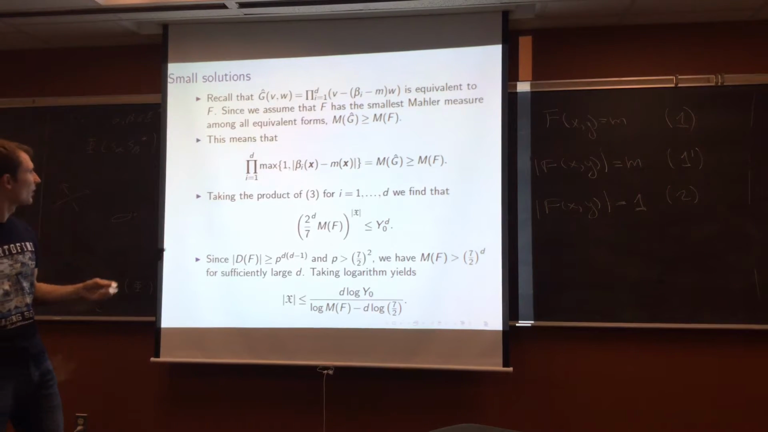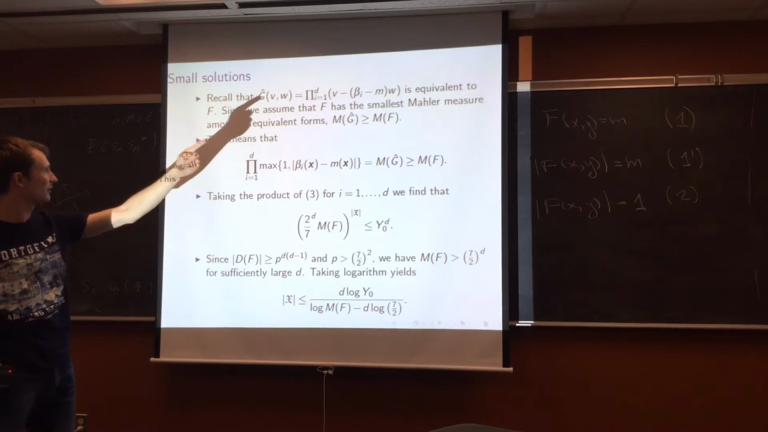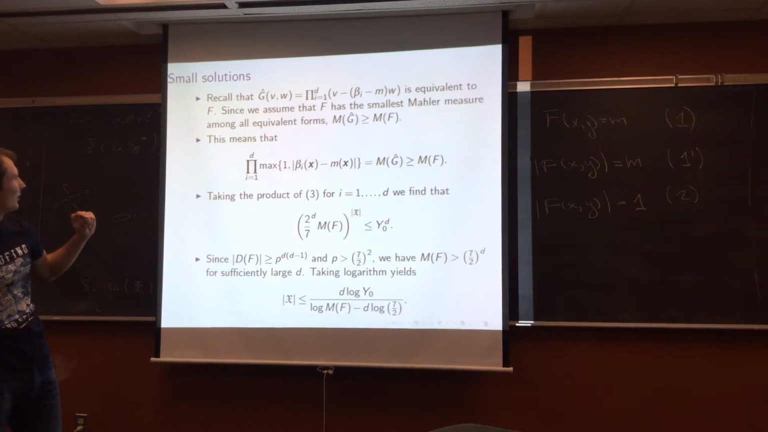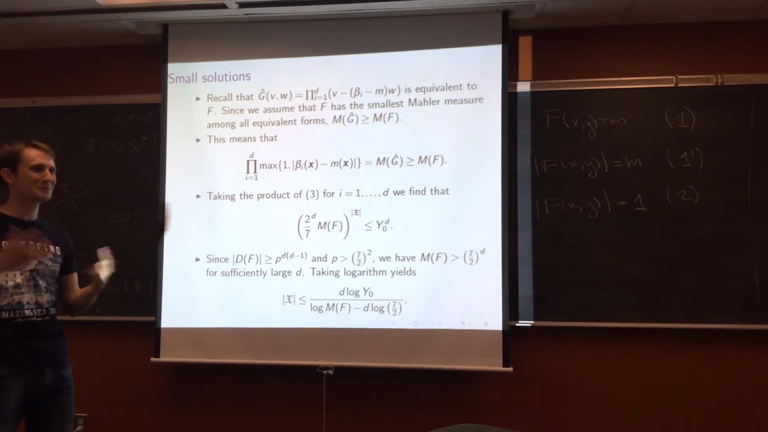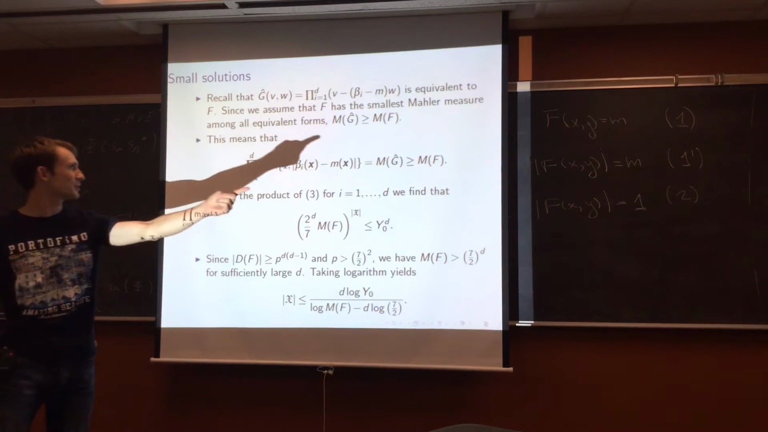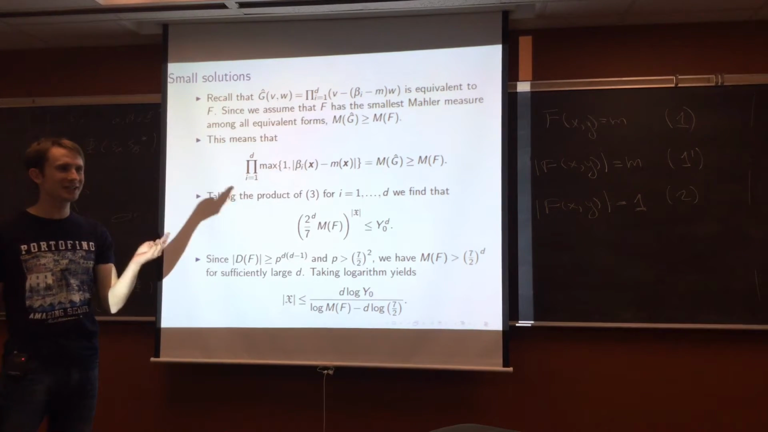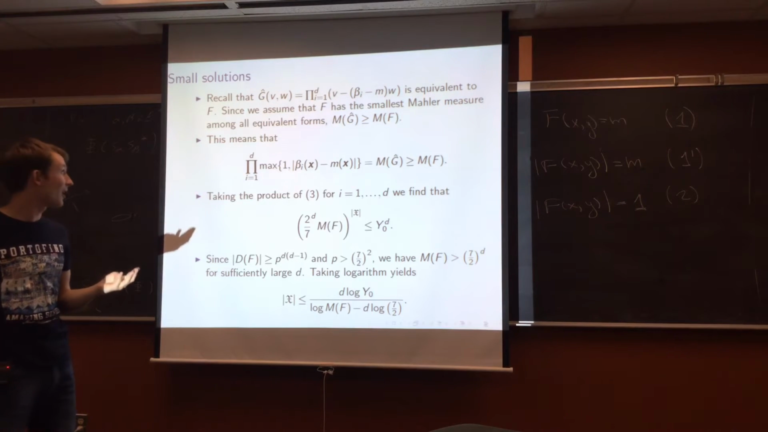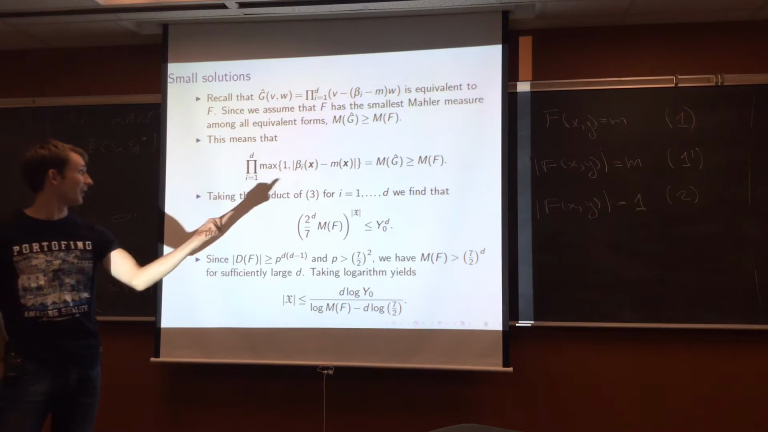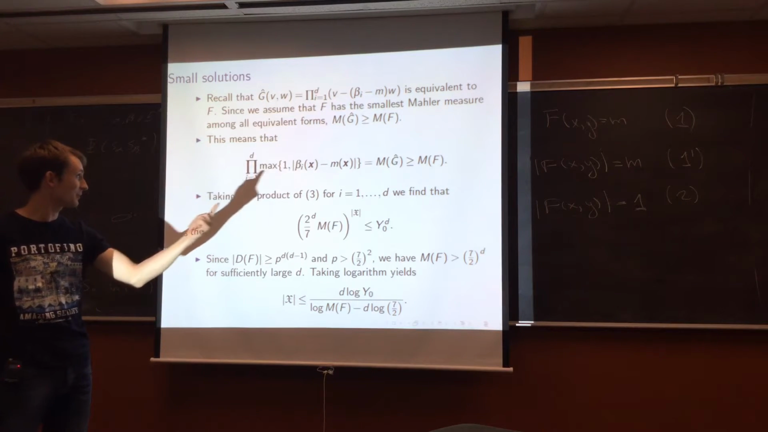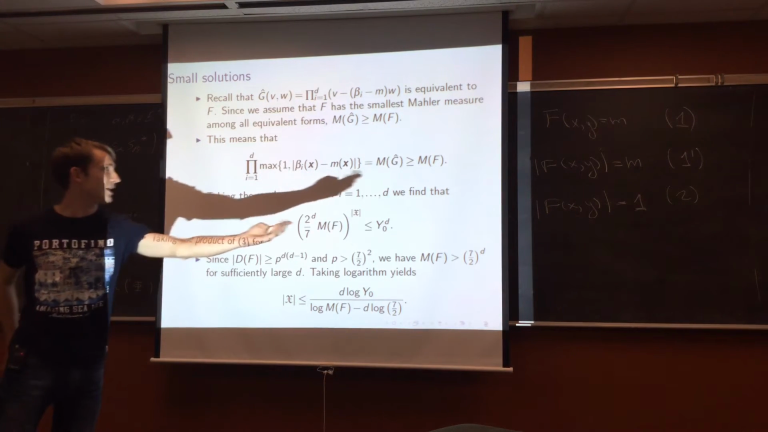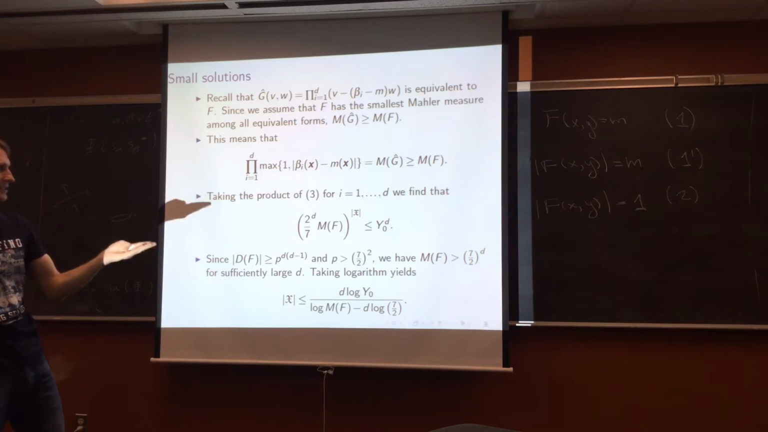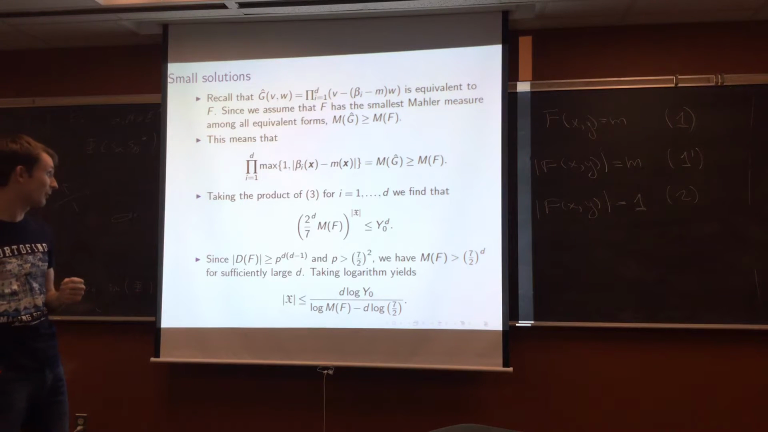What am I getting? Well, here I remind you that we have this equivalent form, g hat. And also, I remind you that our f has the smallest possible molar measure, which means that the molar measure of g hat clearly cannot be smaller than the molar measure of f. Well, this helps us a lot, because now if I multiply all the expressions of this form, d times, right, for various i, I'm going to get precisely the molar measure of g hat, and this is greater or equal than the molar measure of f.